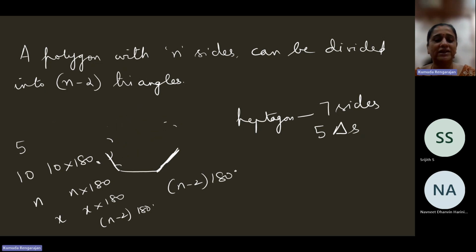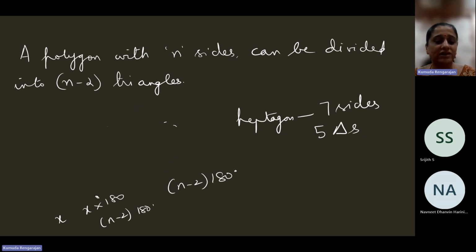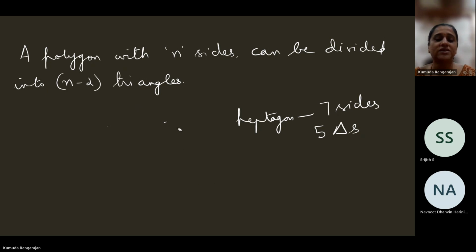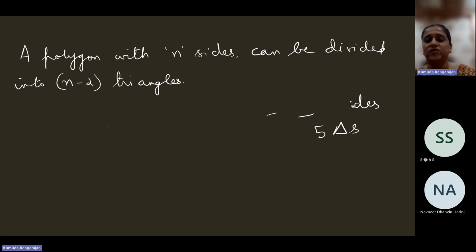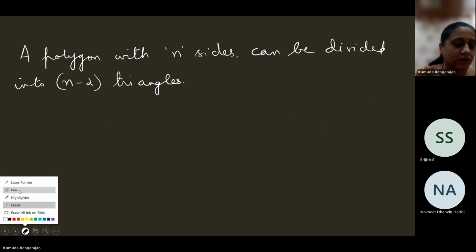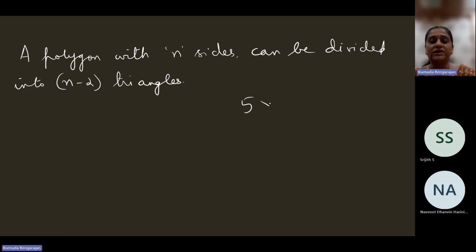This is just an example we're taking up. A heptagon has 7 sides. We can divide the heptagon into 7 minus 2, 5 triangles. The sum of all the angles in a triangle is 180 degrees. So 5 triangles, 5 into 180. 5 into 180 is 900 degrees.